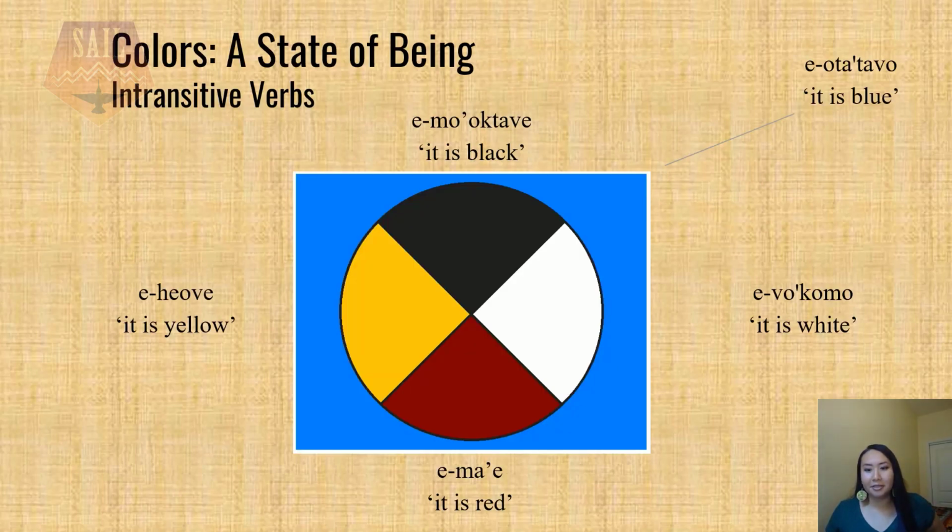Now, looking back at the medicine wheel again, in its simplest form, just the colors, we'll realize that the colors are actually verbs. These phrases, ewokum, ema, eheyof, and so on, aren't adjectives, they are a state of being. And so what does this really tell us about the Cheyenne worldview and the way the people talk? That's just something to think about.